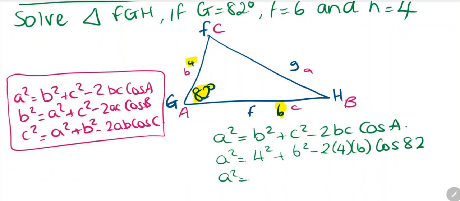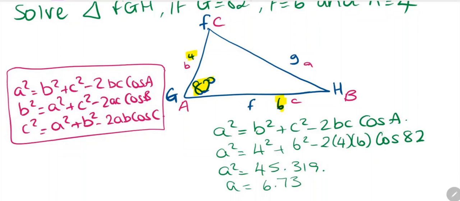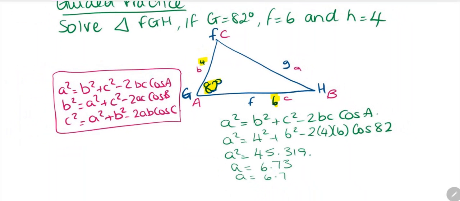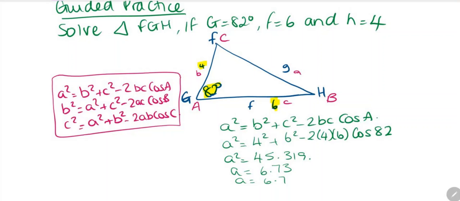I'm just going to put this in my calculator. So we have 45.319, and if I take the square root of that, a is going to be 6.73, so a is 6.7. Now this isn't a, this is g, so we can write in here g is 6.7.